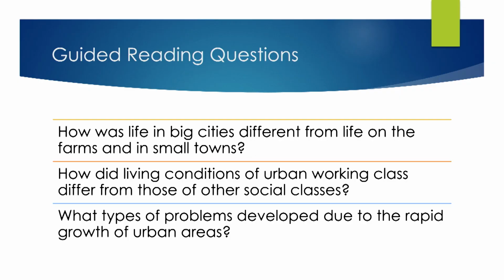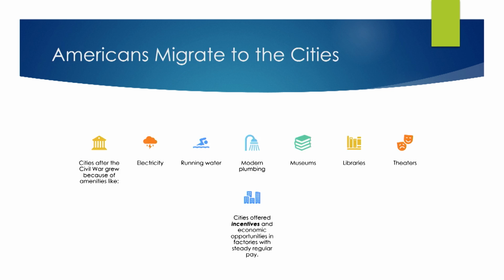Guided reading questions. There are 3 guided reading questions that will guide our lesson today. How was life in the big cities different from life on the farms and in small towns? How did living conditions of the urban working class differ from those of other social classes? And what types of problems developed due to the rapid growth of urban areas? So those are the 3 questions as we go through lesson 2 on urbanization that we want you to be cognizant of. We're going to move ahead and look at Americans migrating to the cities.